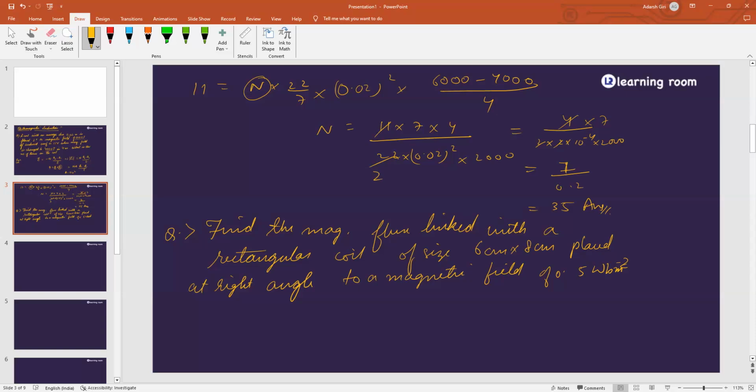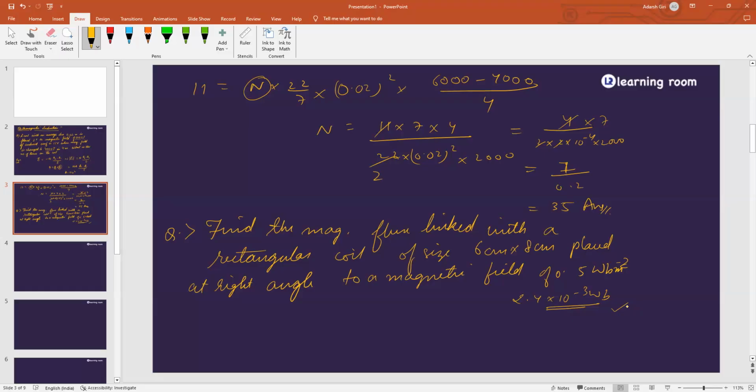Sir, I got it as 2.4 into 10 to the power minus 3 Weber. That's correct. Very good. Anybody else? Sir, 24 into 10 to the power minus 4. Yeah, same thing. Correct. 24 into 10 to the power minus 4 or 2.4 into 10 to the power minus 3, same thing. Okay, you're getting it.